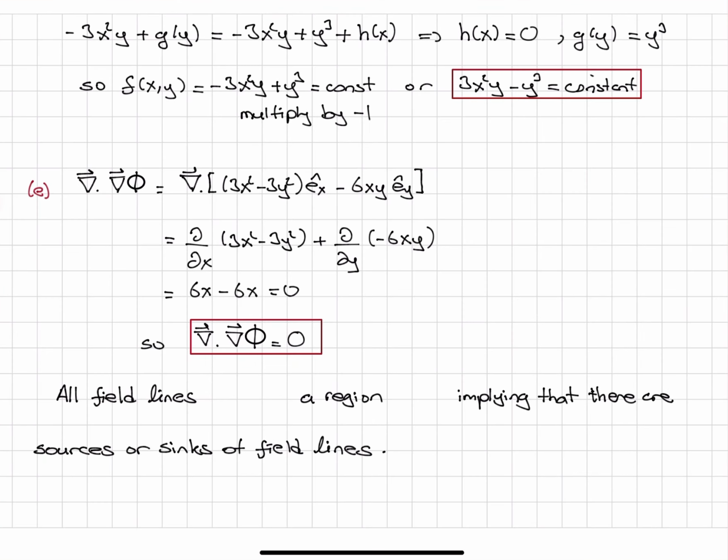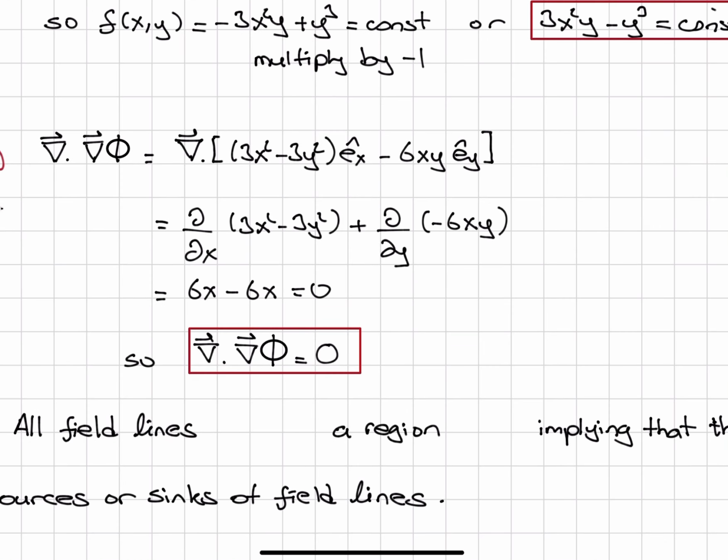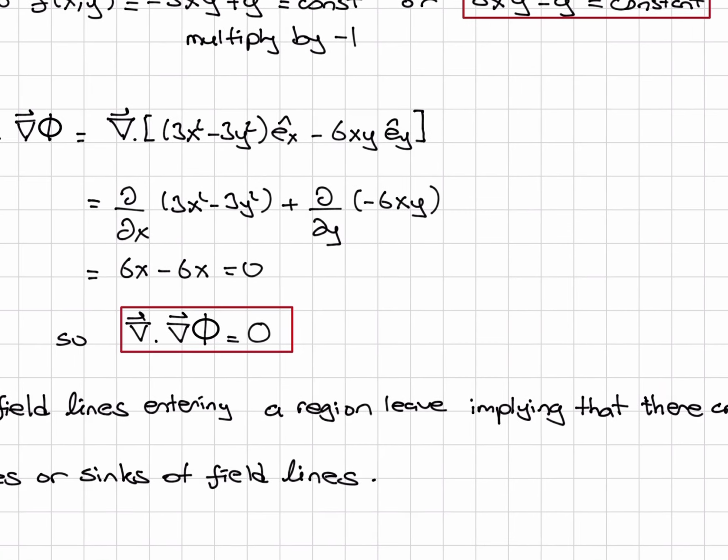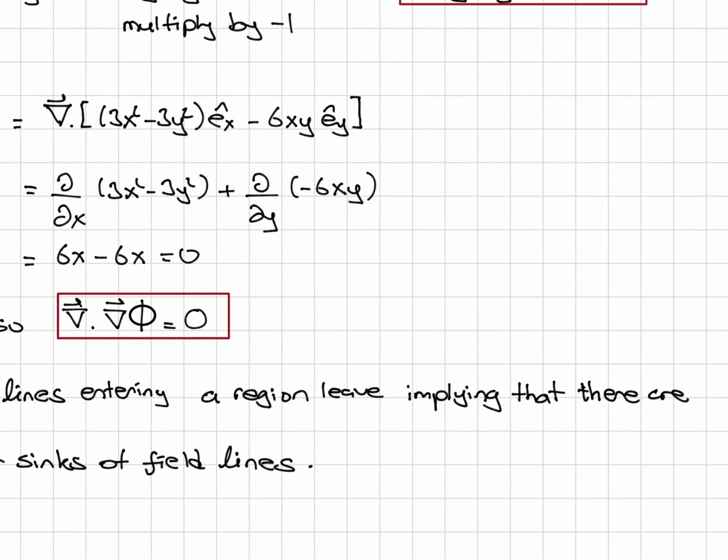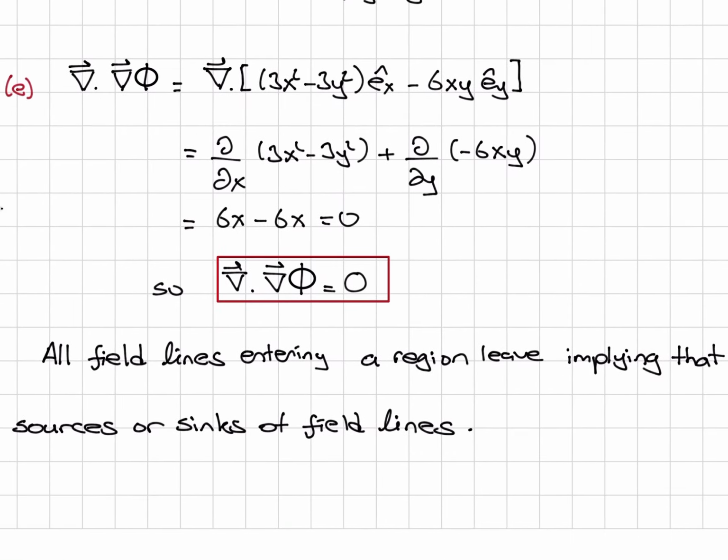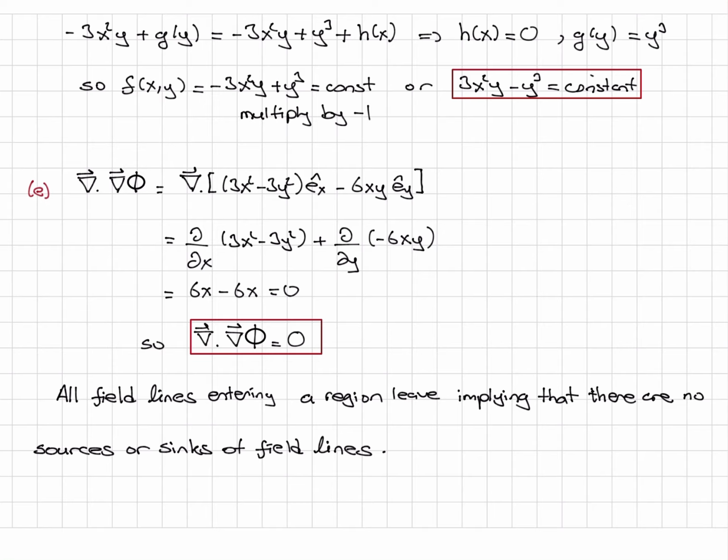So what does this mean? All the field lines entering a region leave. Divergence is 0. It's not a source or sink of field lines, implying that there are no sources or sinks of field lines.